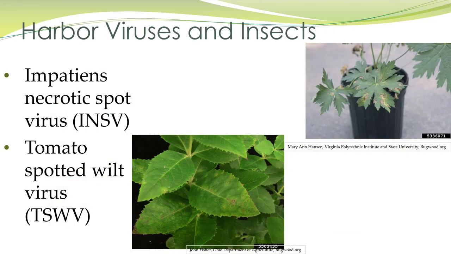So if you remember, I mentioned that impatiens necrotic spot virus does not necessarily just occur on impatiens. If you look in the upper right corner, that's actually hardy geranium that has this virus. And then we've got tomato spotted wilt virus on balloon flower on the bottom here. So it's not just tomatoes.